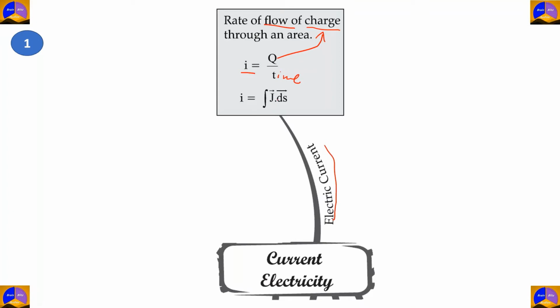It is also represented as the integral of J bar dot dS bar. J represents current density. We'll come back to that in a minute. And dS is the differential area. So these are the two formulae by which we can determine the amount of electric current flowing in a circuit.